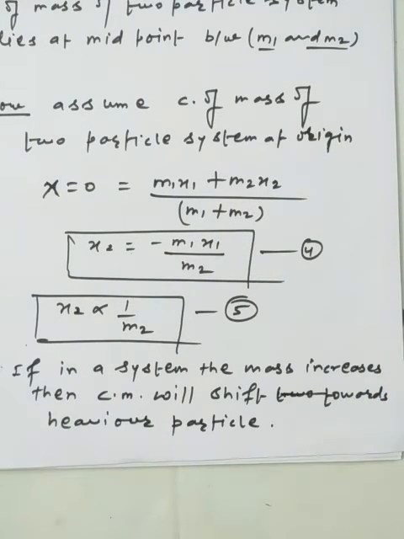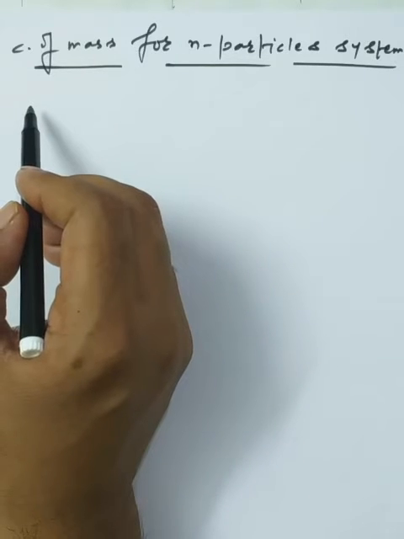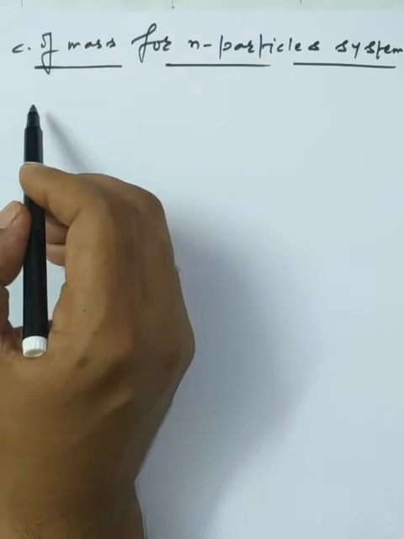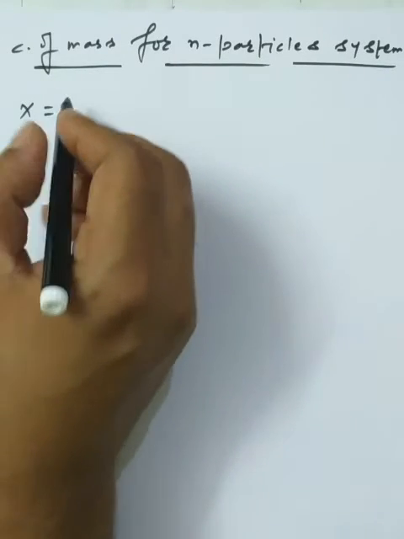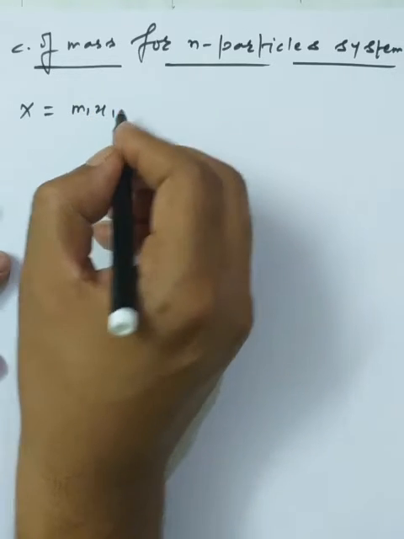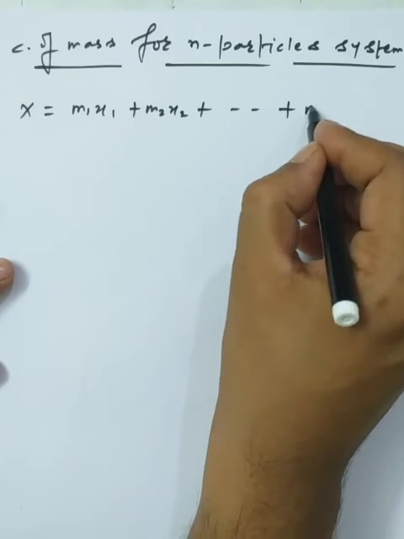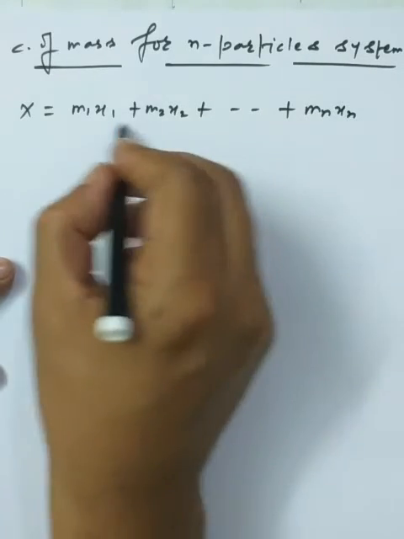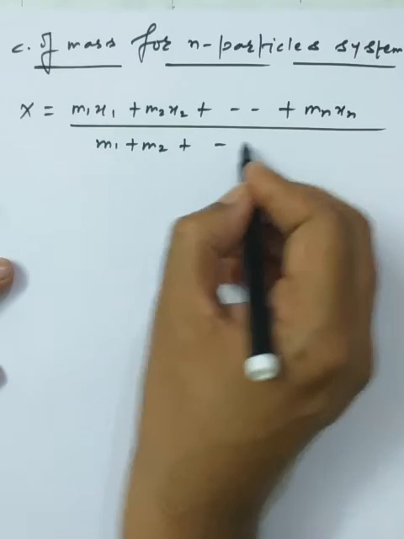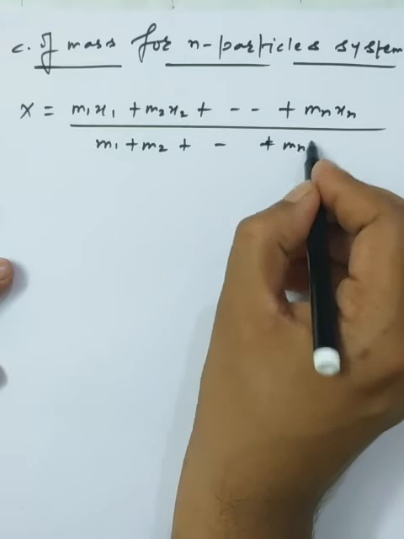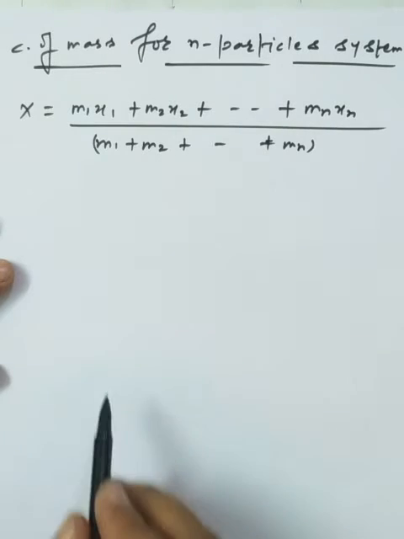Okay, now the same for a system having n particles. Then how can we write the position coordinate? So we can easily write that x is equal to m1 x1 plus m2 x2 plus and so on, plus mn xn, divided by m1 plus m2 plus and so on, plus mn. So this is the general formula we have. Now we can approach the meaning of the summation here.